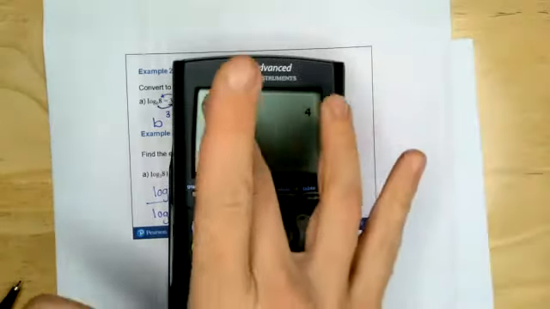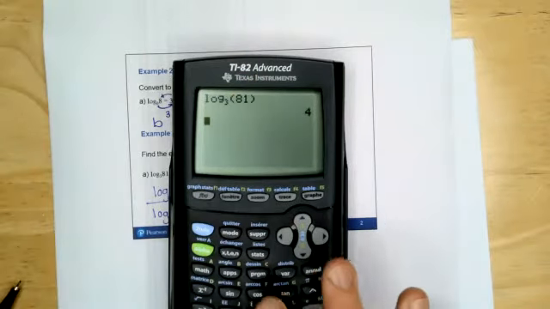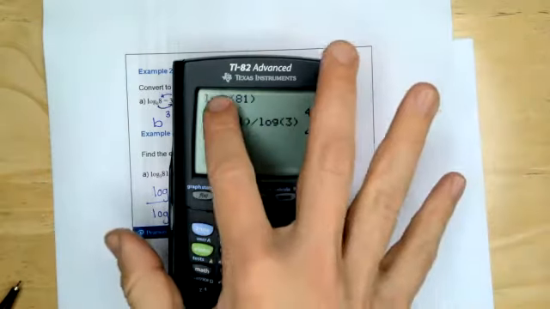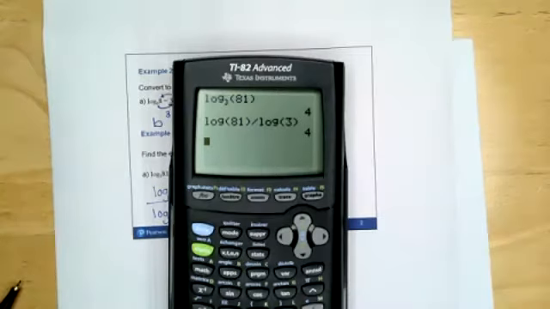Let's try it. So we know the log base 3 of 81 is 4. The log of 81 divided by the log of 3 should also give us the number 4. So that's what you do if you don't have the actual little button that says base. Good.